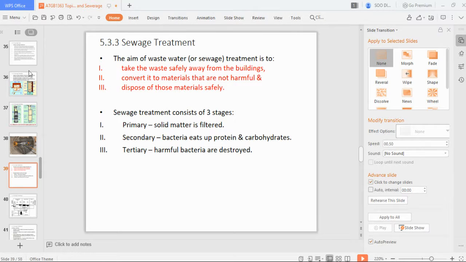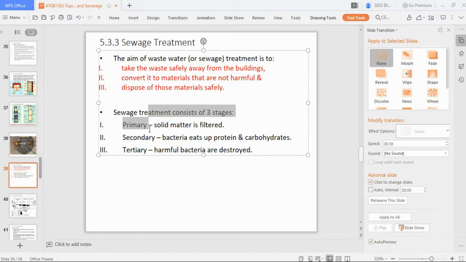Okay, so that's about it for the external. Then we come towards the sewage treatment plant. The aim of this sewage treatment plant is to collect the waste from the building and then convert this waste into something that is not harmful and dispose of the material safely.